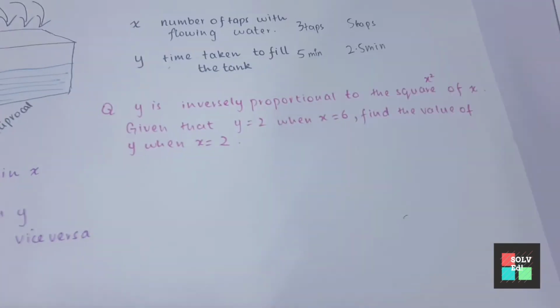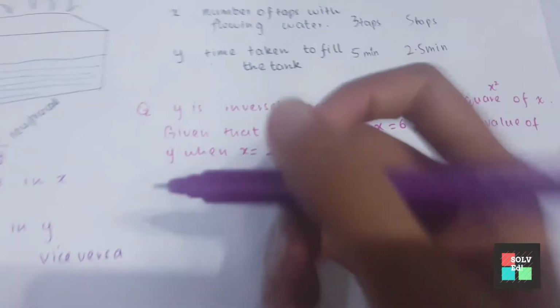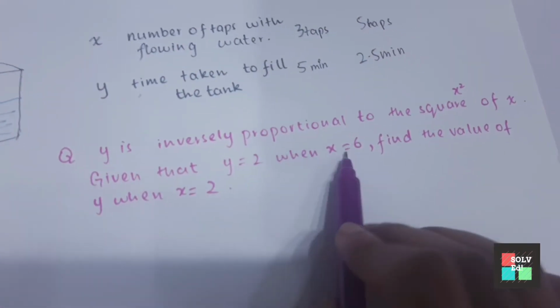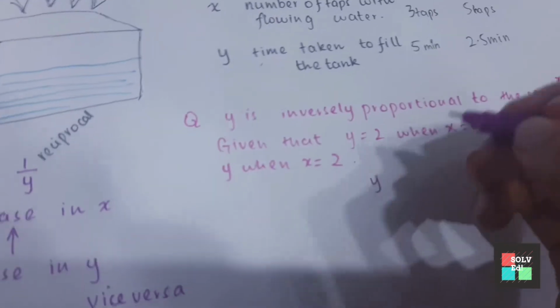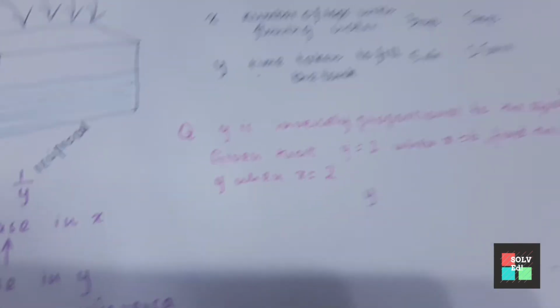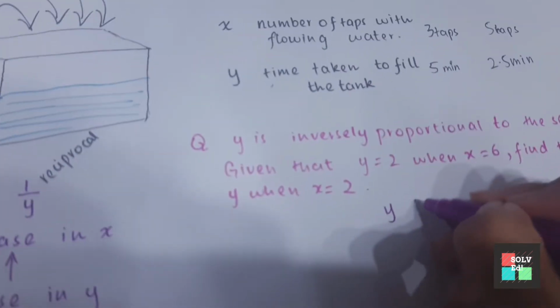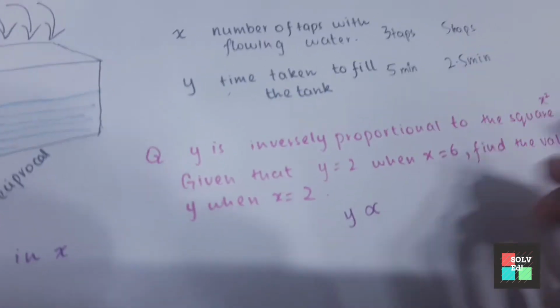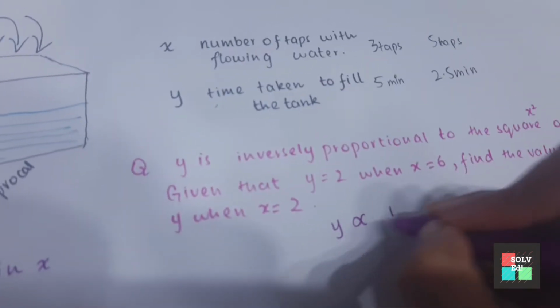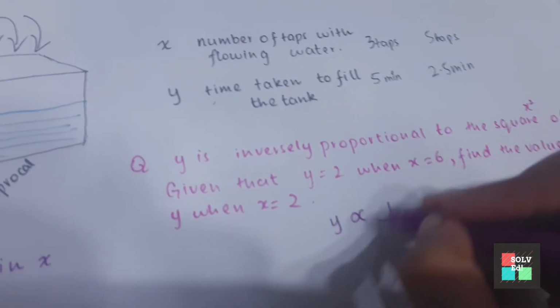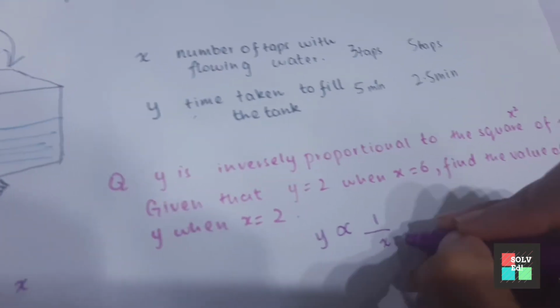So y is inversely proportional to the square of x, given that y equals 2 when x equals 6. Now, first of all, we're going to make clear the relationship. Y is inversely proportional to the square of x, so y is directly proportional to the reciprocal of x squared. That's going to be y is directly proportional to 1 over x squared.